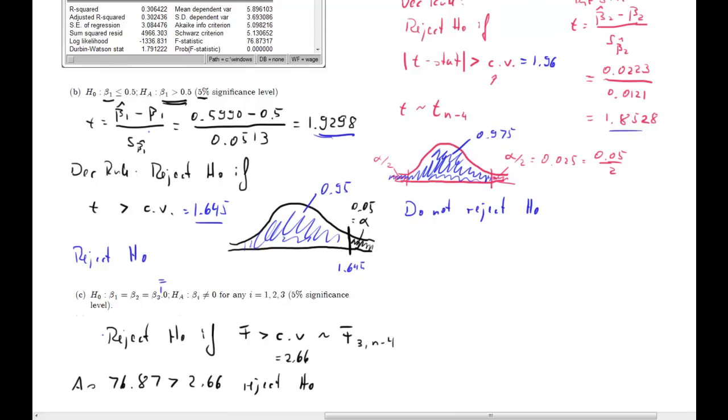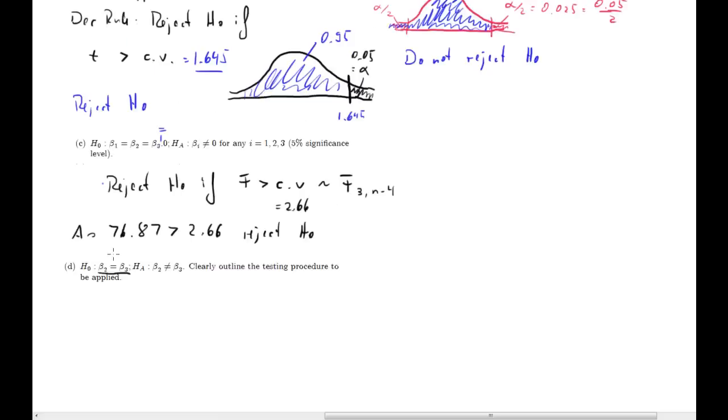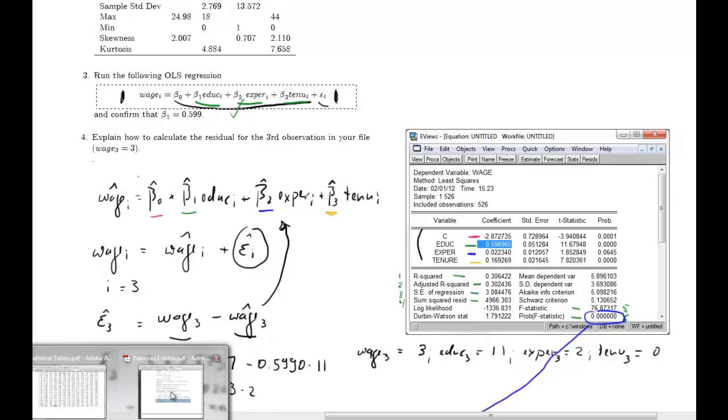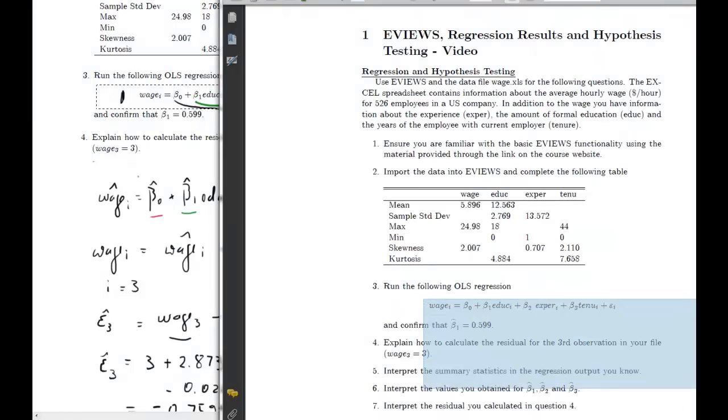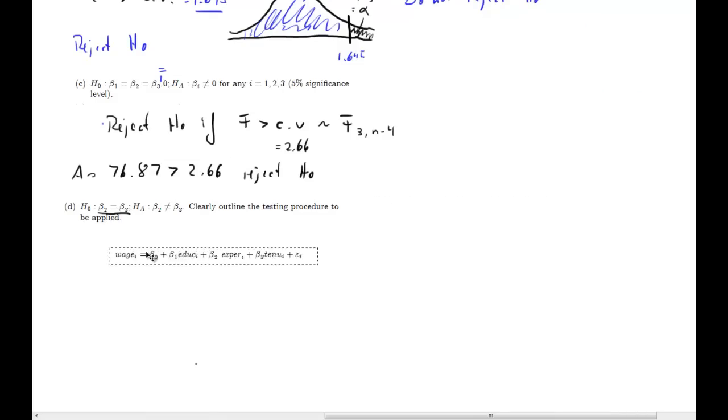Alright, the next hypothesis to be tested, just scroll down a little, is this one. Now this is very similar to actually a semester one exam question. The hypothesis here is that two coefficients in our model are similar. So to start this discussion off, it is possibly best to just copy our regression model, or let me copy it from somewhere without scribbles. Here we go. So this was our original regression model.